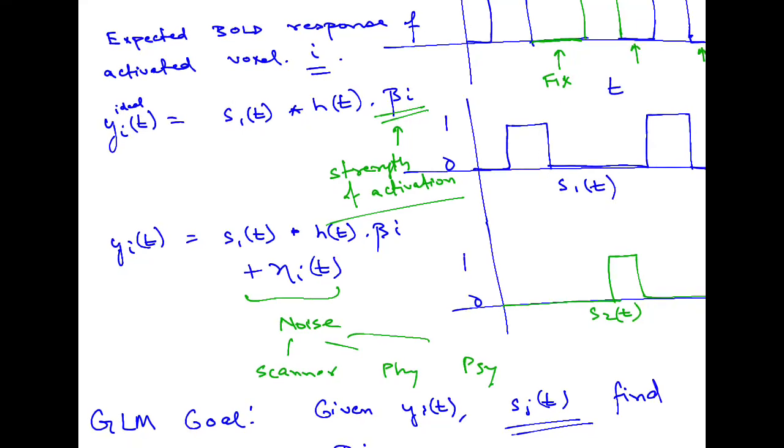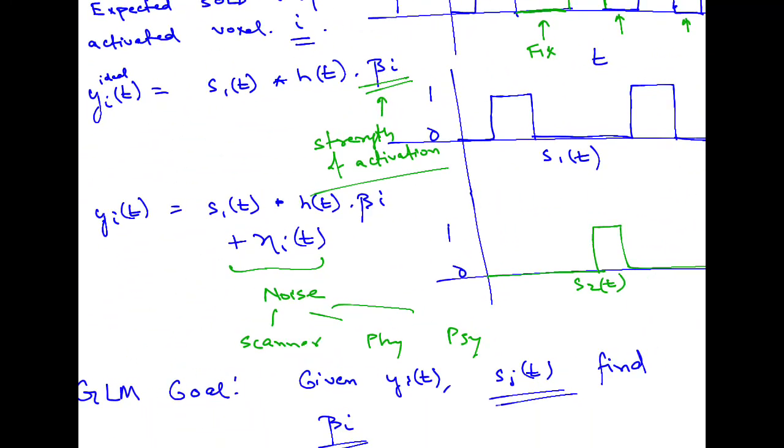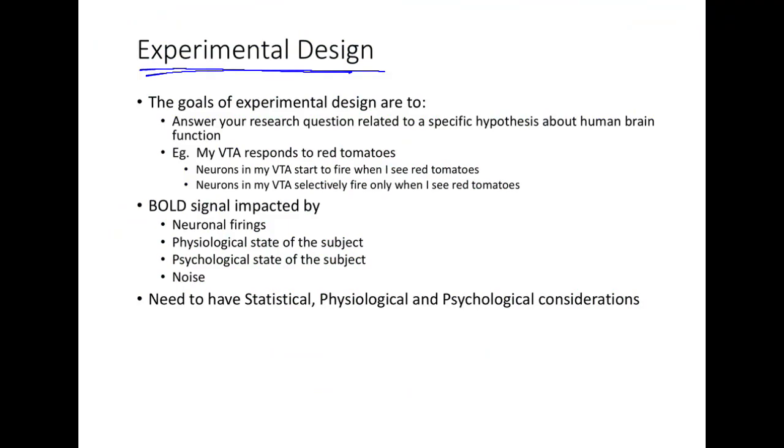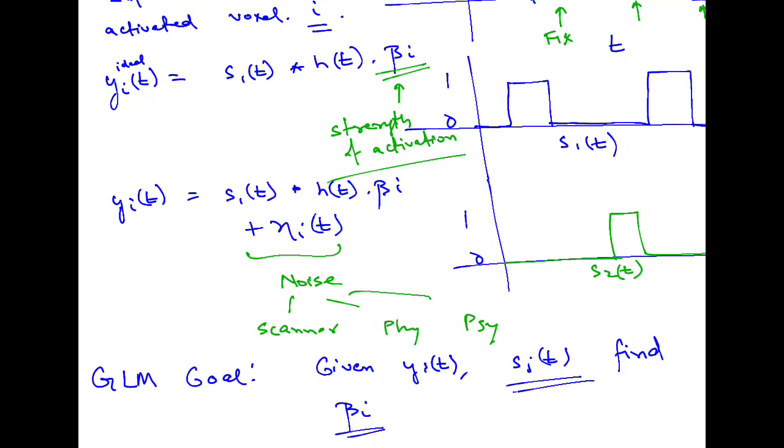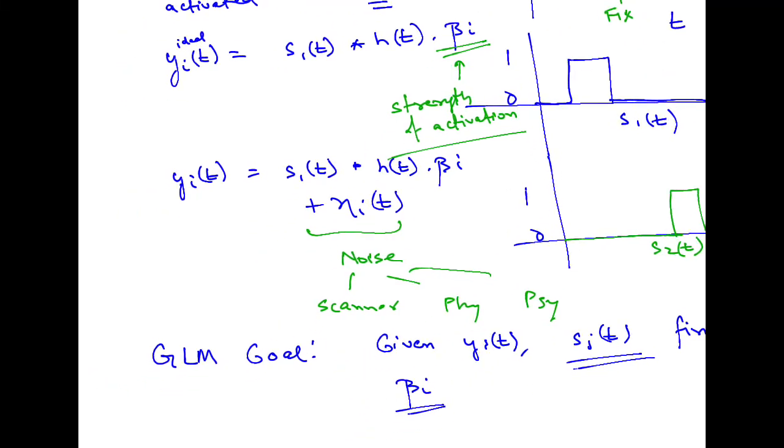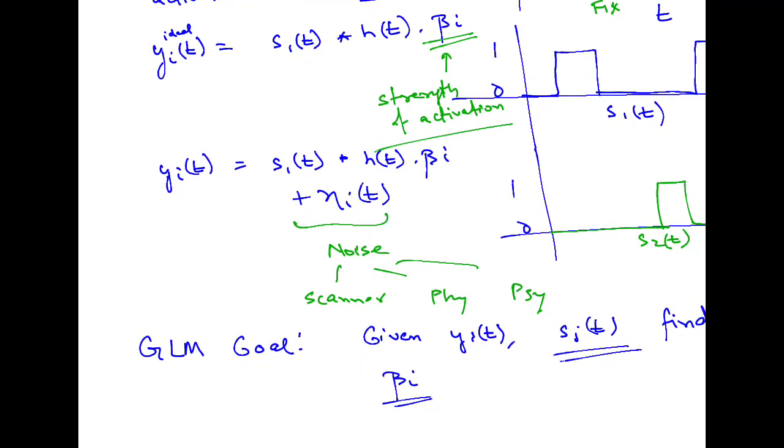Okay? So yeah. So if somebody can, from this data, give me the beta I's, then I'll just check whether it is positive or not. And for the voxels where the beta I is positive, I can say they are getting activated when the response is there. And when beta is 0, I say they don't get activated. And when beta is negative, I say that particular voxel gets deactivated when the stimulus is presented.